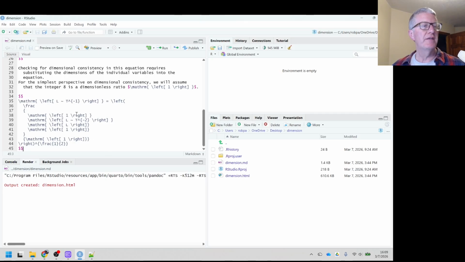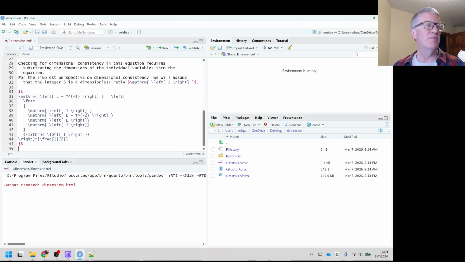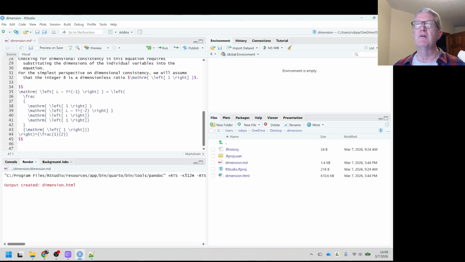So we filled in the dimensions of all the variables in the Darcy Weisbach equation. Now it's time to take the next step in trying to simplify the dimensions of each side of the equation and see if they're the same. Now again, there's some more text here I want to put into the report, but I don't want to bore you with me typing it all in. So I'm going to copy and paste from my notes.